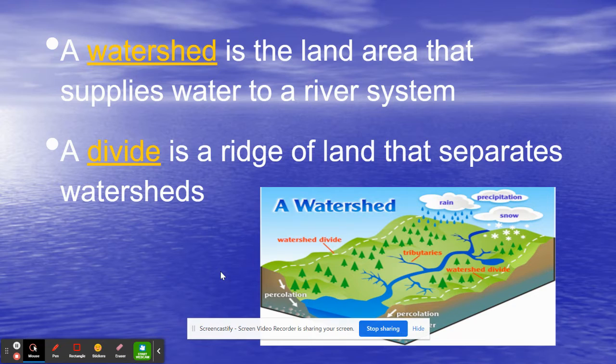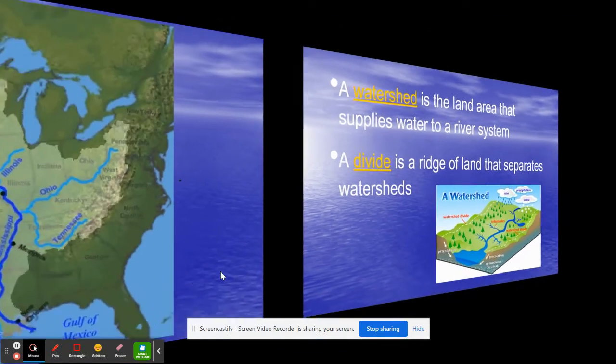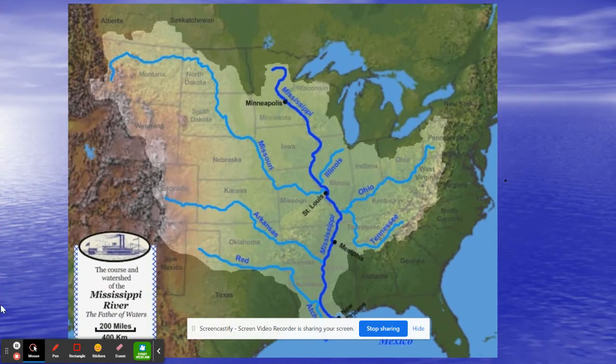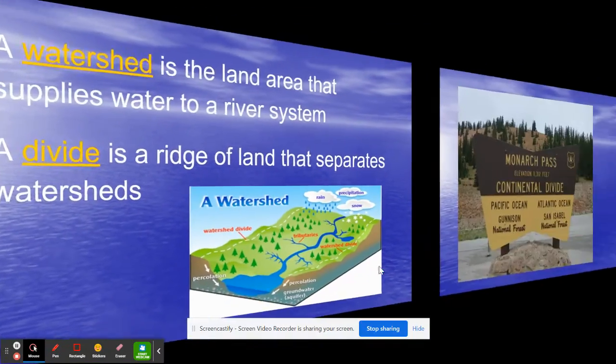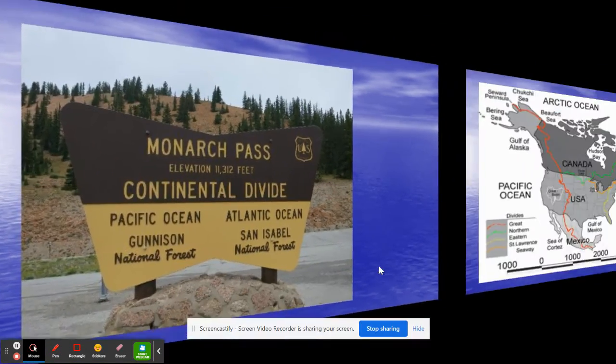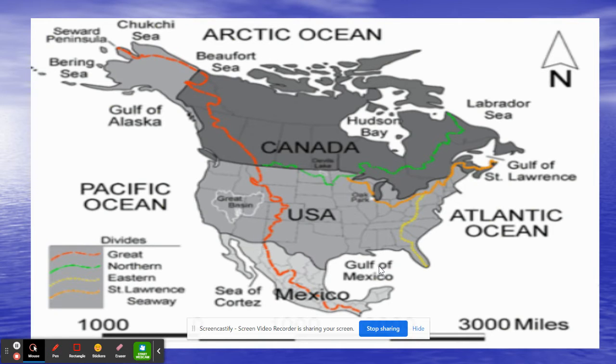A watershed is the land area that supplies water to a river system, and a divide is a ridge of land that separates watersheds. So if you look at this picture here, kind of shaded in is the watershed area that supplies water to the Mississippi River. And here it's separated by the Rocky Mountains and then the Appalachians over on the East Coast. And some divides.